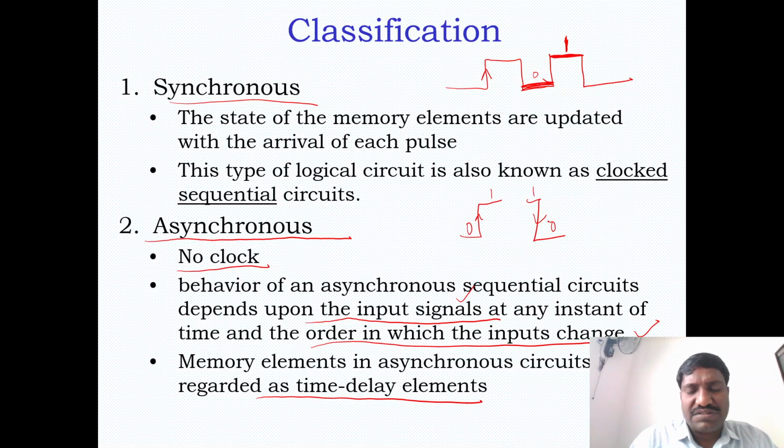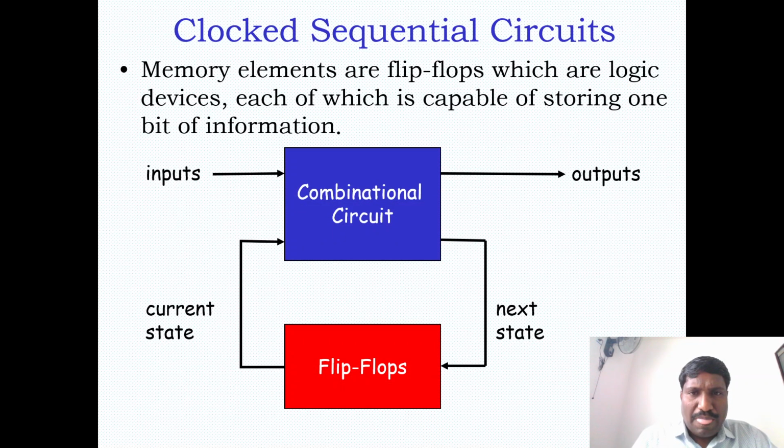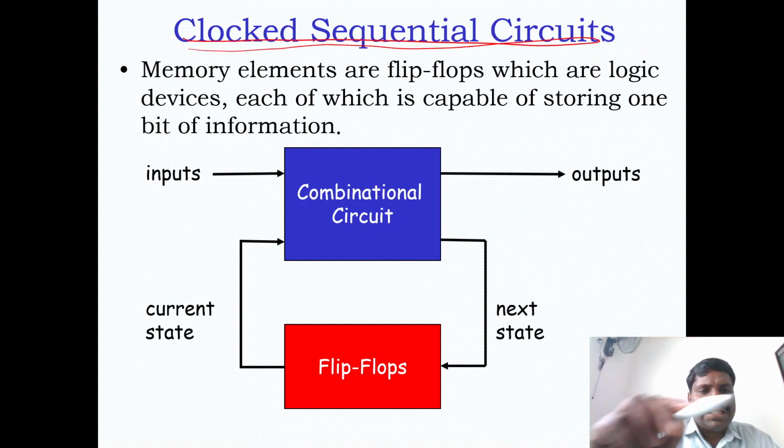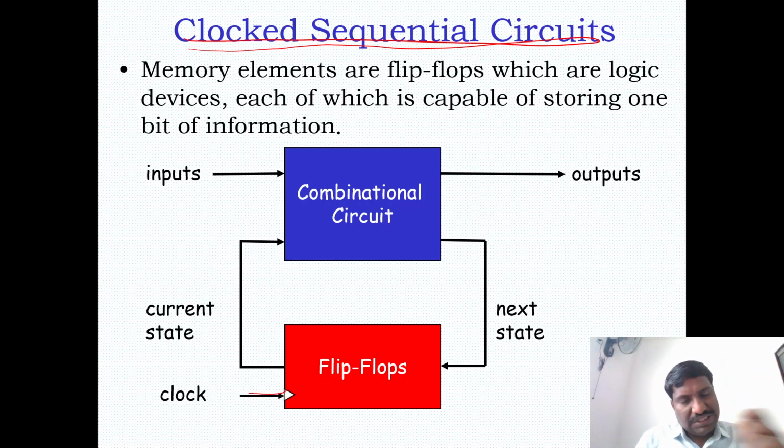These are called edge transitions. These are called level transitions, going from level 0 to level 1, and level 1 to level 0. This is what applies to synchronous sequential circuits. These synchronous sequential circuits are also known as clocked sequential circuits. If it is clocked, there will be a clock here, of course. The rest is all the same.